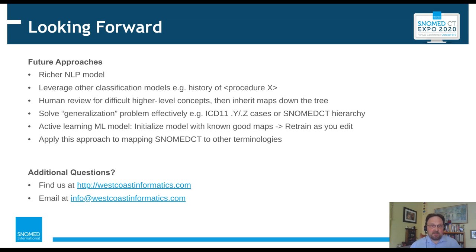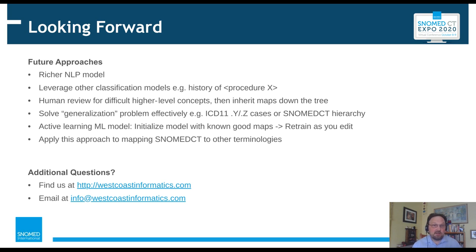Okay, so there's some things that we can do going forward. We could improve the NLP model. We could do a little bit more with classification models, because there are things like histories of procedures that would be treated a little differently. We could focus the human review at the higher level concepts because of that inheritance mechanism. Each edit effectively has more power and more value.